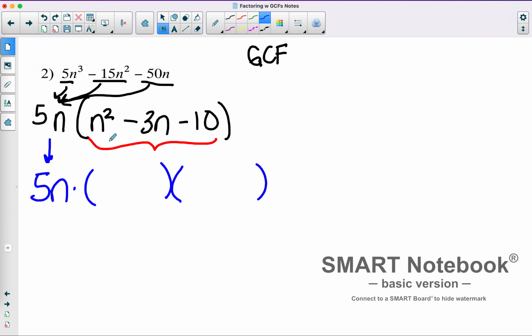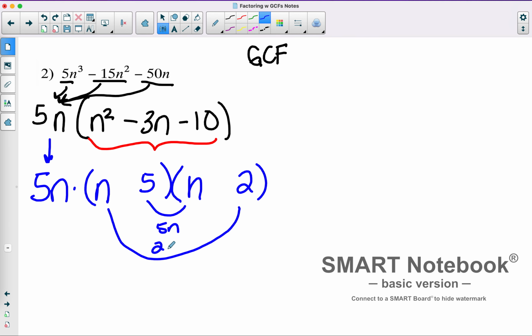We jump back into the guess and check method. So n squared came from n times n. And we find what things multiplied to give you a 10. This could be 5 times 2. If we check our work, we get 5n on the inside, a 2n on the outside. So negative 5 and a positive 2 would combine to give me a negative 3n, which is what we needed. I need a negative 5 and a positive 2.